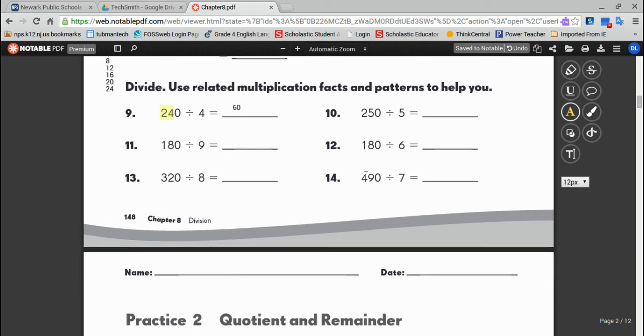Now you guys can do the rest by yourself. Just make sure that you're dividing the first numbers and then make sure you have that 0 at the end of it. Okay, good luck.